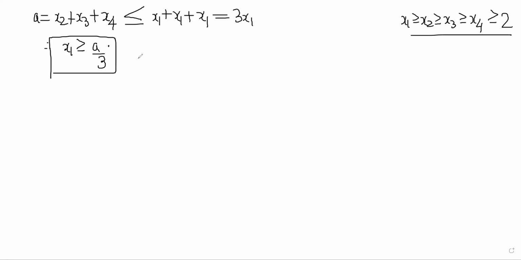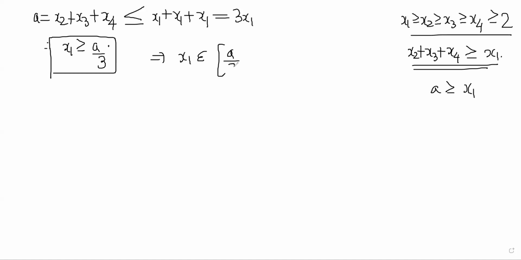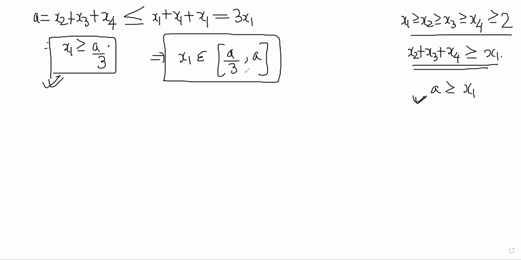Correct. Also, x1 is clearly less than a. We have already gotten that x1 is greater than or equal to a by 3, and it has also been said that x2 plus x3 plus x4 is greater than or equal to x1. That was also a condition of the problem. So we know that a is greater than x1. From this and this, we know x1 belongs to the interval a by 3 to a.